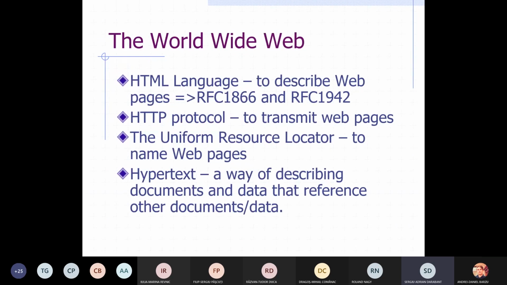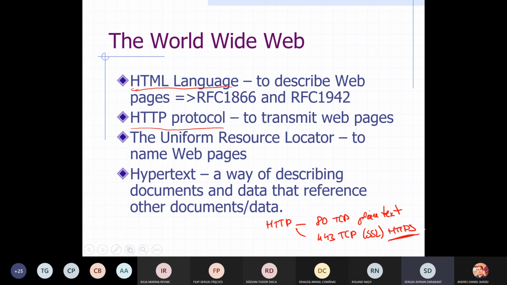And then there is the HTTP protocol that I wanted to tell you about. This is for transferring web pages from a web server to a browser. Pages are written in HTML, and the protocol used to transfer is HTTP. HTTP works over, as you already know, port 80 TCP for plain text, or over 443 TCP SSL when we are talking about HTTPS, which is encrypted and authenticated.